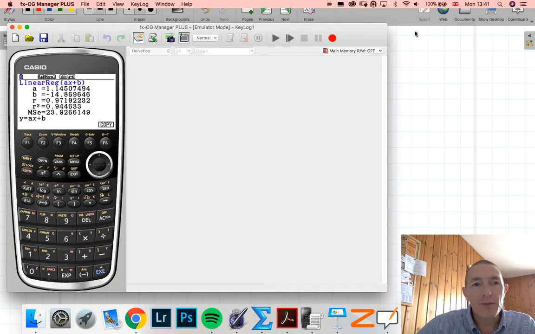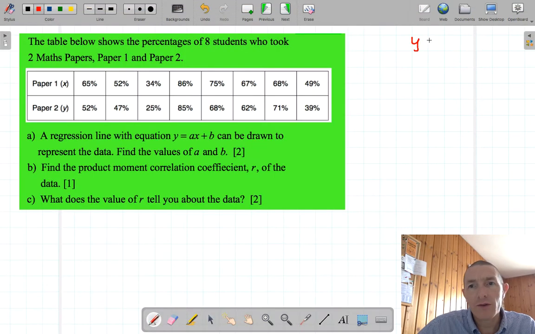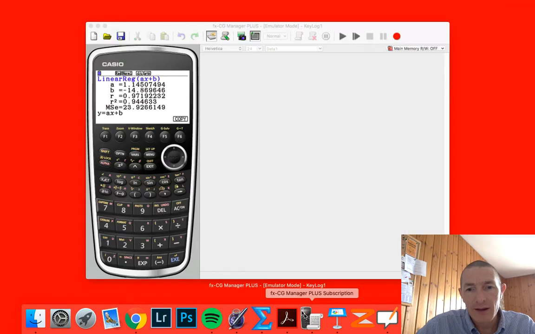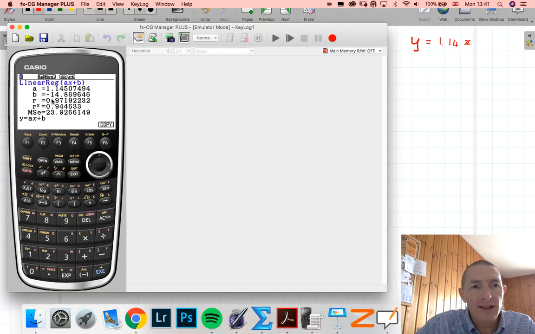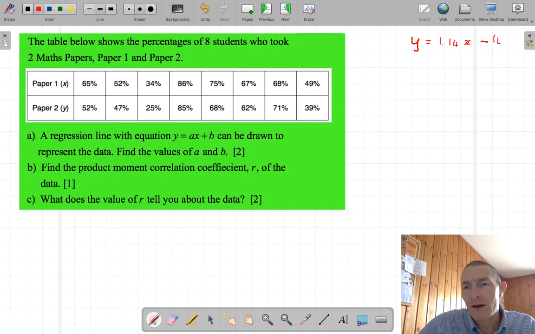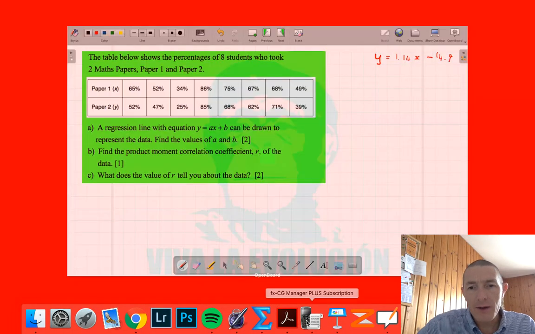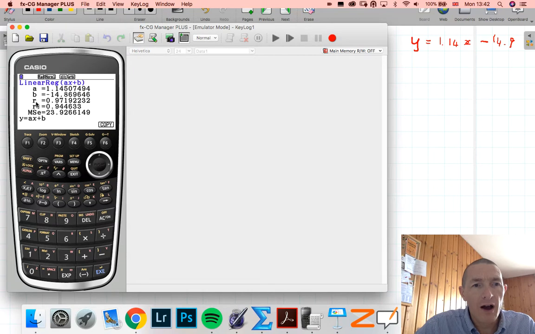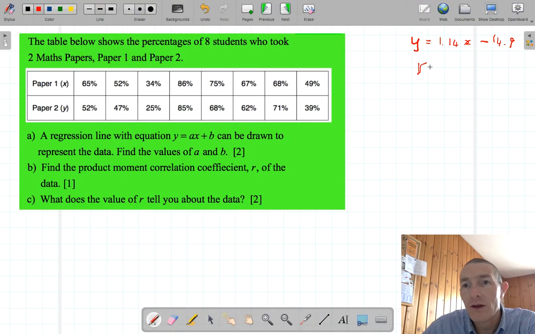So I'm just going to jot it up here. I've got 1.14, so y equals 1.14x. I need to get my calculator back. B is minus 14.9. And you'll also see here that there's an R number. There's two R numbers, there's an R and an R squared. This R number is 0.972, and that's the one I want. I don't want R squared, so that's 0.972.